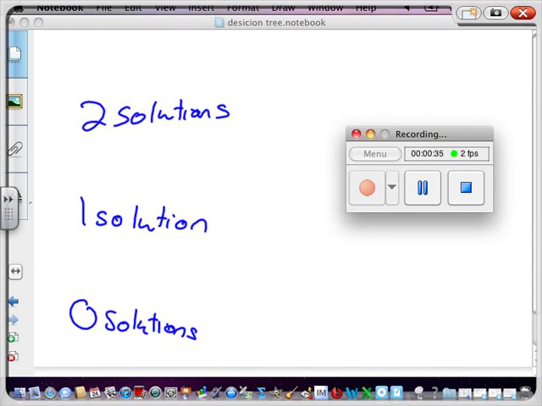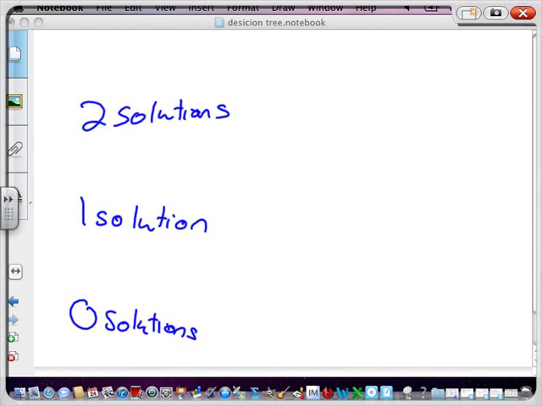Okay. Two solutions means our discriminant was positive. So that means b squared minus 4ac had a positive result. If it has a positive result, then we have two solutions. If b squared minus 4ac comes out as 0, we end up with one solution. If it comes up with 0 solutions, that means our b squared minus 4ac came out negative. Okay? This is what we call the discriminant. This tells me how many solutions I have.